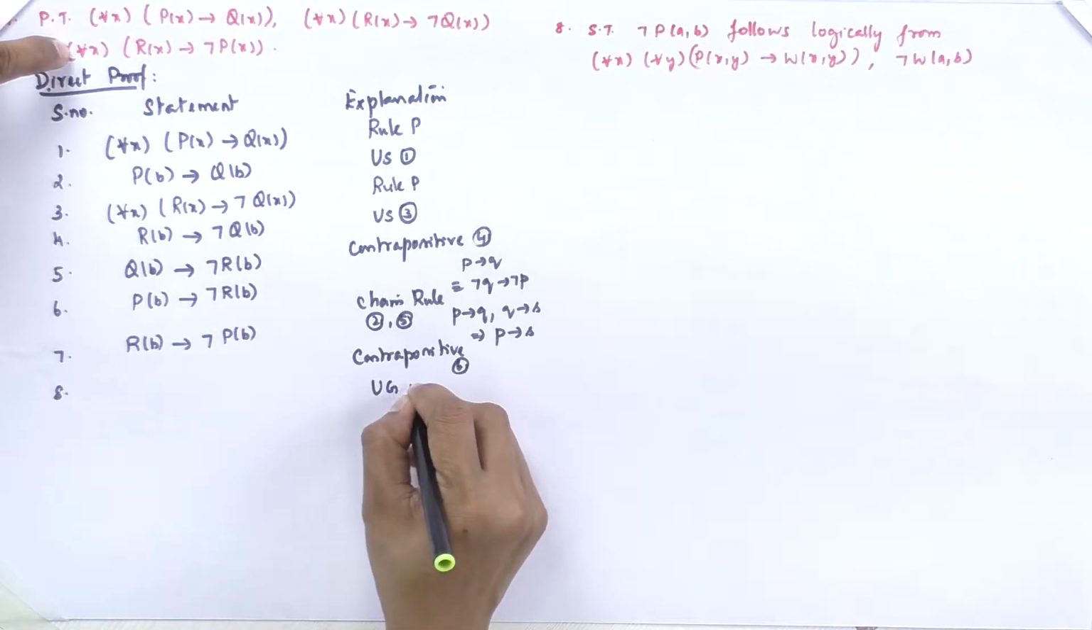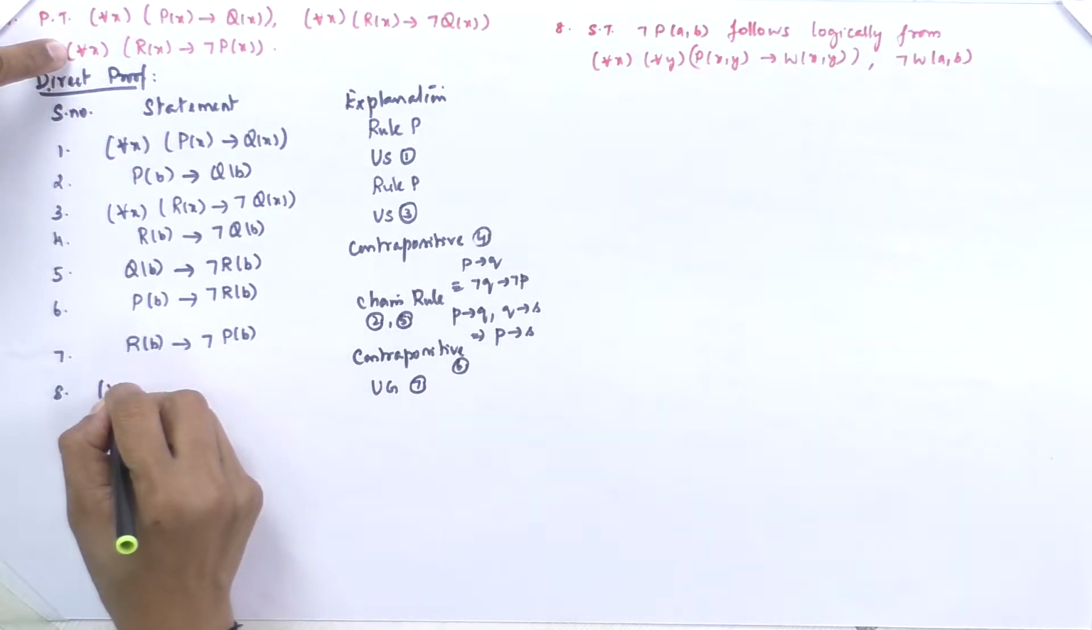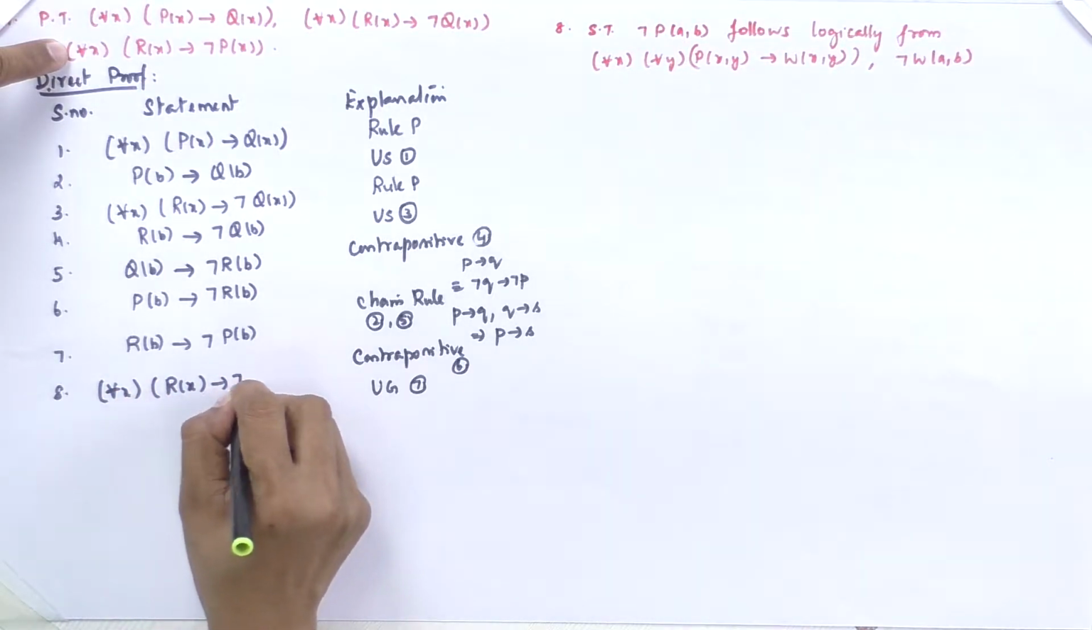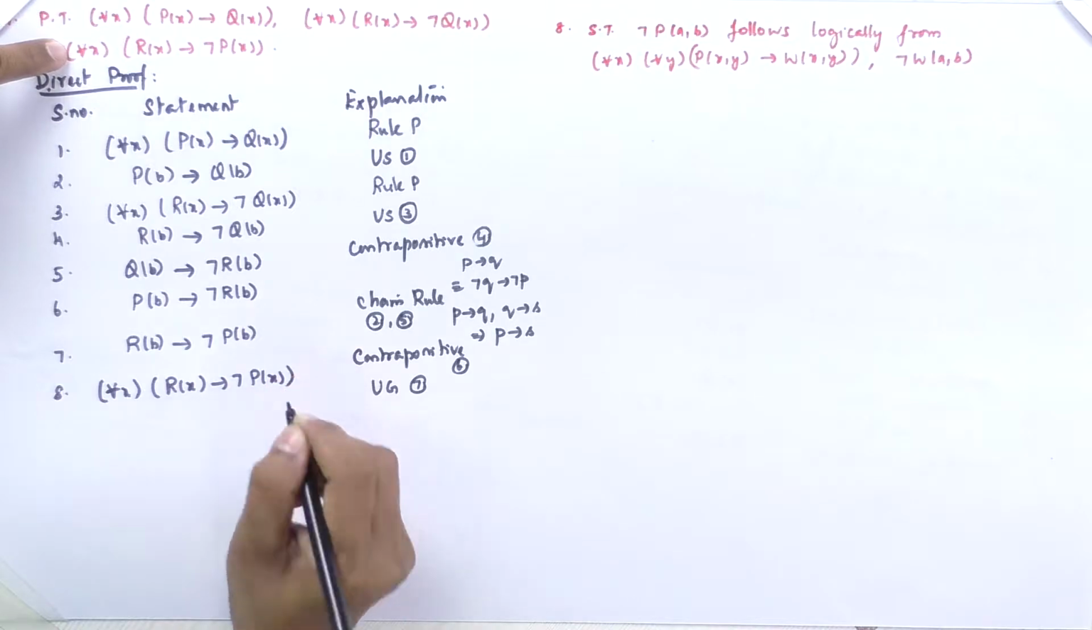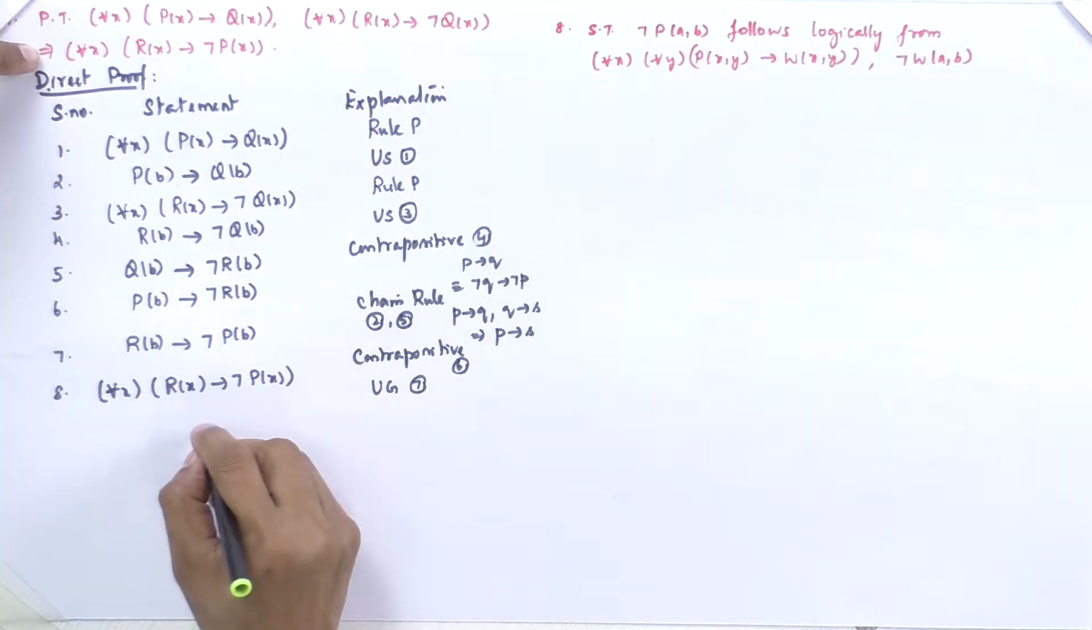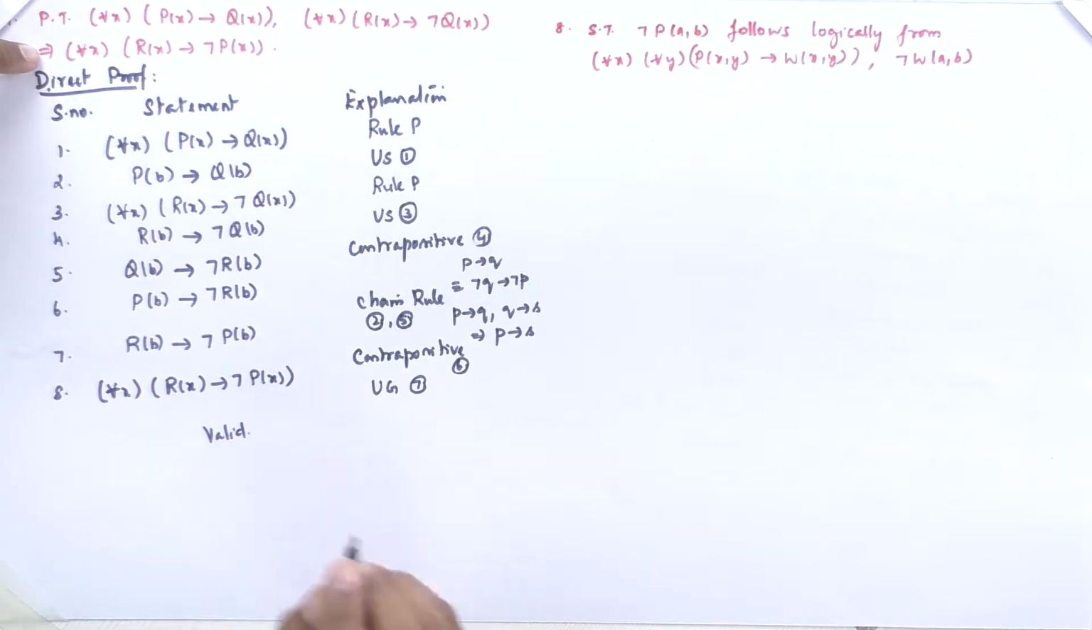So UG on 7, we will have for all x, R of x conditional negation P of x. See here, that is the conclusion part of the problem. So therefore, this statement is also valid.